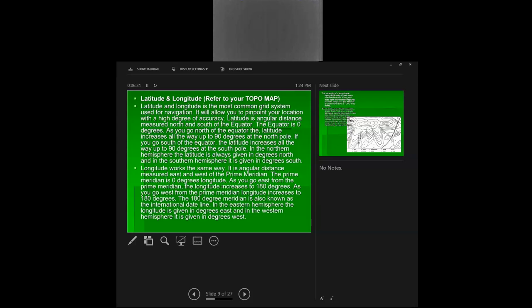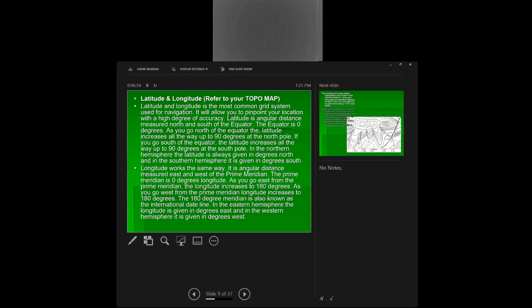I'm going to allow you to read this on your own time, but this is just some more information regarding latitude and longitude. Look on your map that you would have, and anything that runs parallel on the page is a line of latitude, and anything that is a vertical line on that map is a line of longitude.